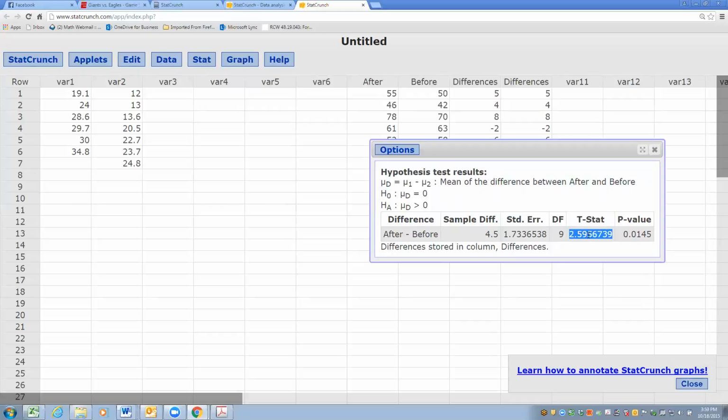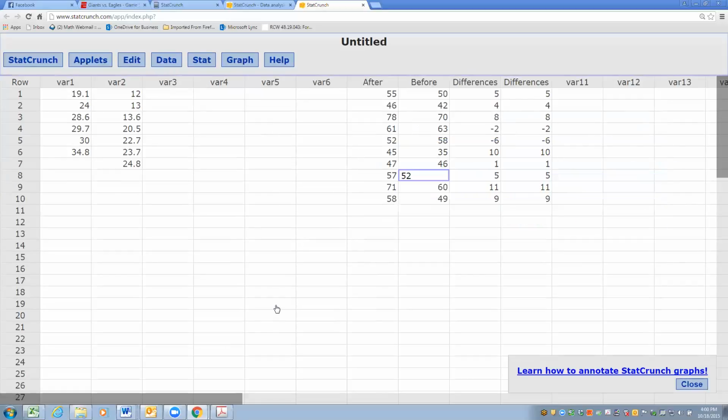Notice that ours is a little bit off of this because we did round in our process of calculating the standard deviation, but we're close. We see an exact p-value of 0.0145, which is between the 0.01 and 0.025 range that we saw in our table. So that's the process you can go through for calculating it in StatCrunch.